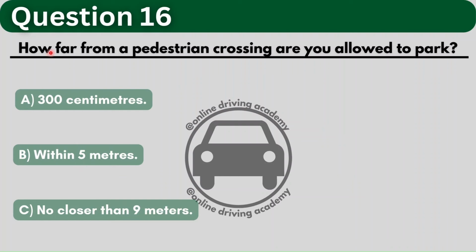Question 16. How far from a pedestrian crossing are you allowed to park? Is it option A, 300 centimeters? Is it option B, within 5 meters? Or is it option C, no closer than 9 meters? Now the correct answer here would be option C. You are not allowed to park within 9 meters of a pedestrian crossing.